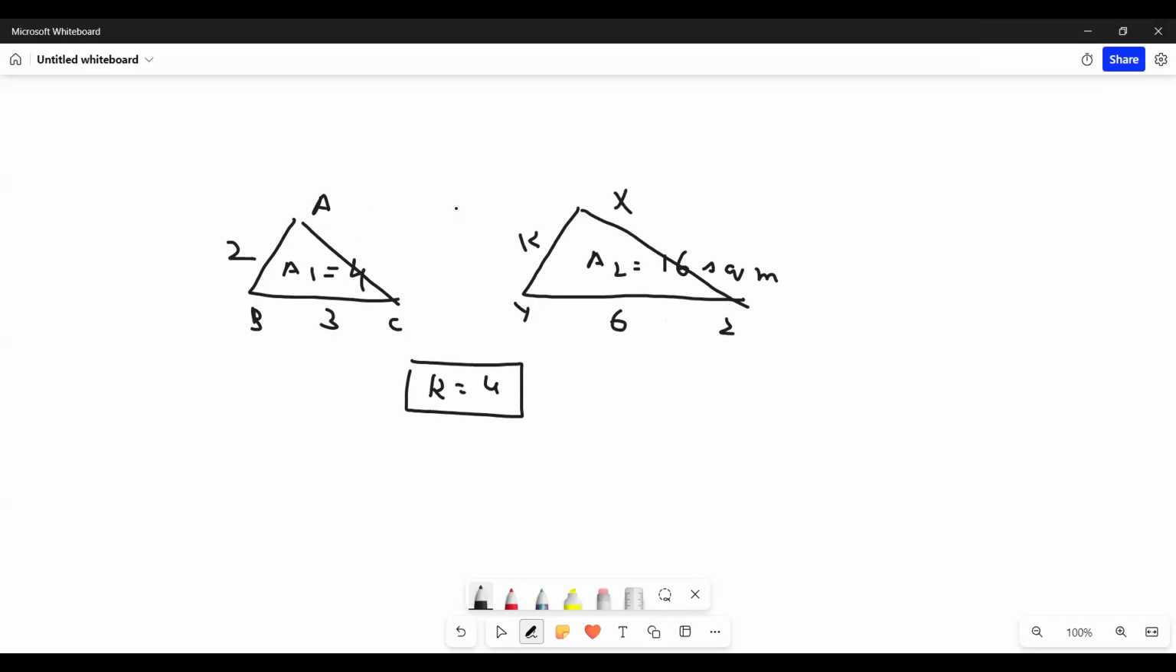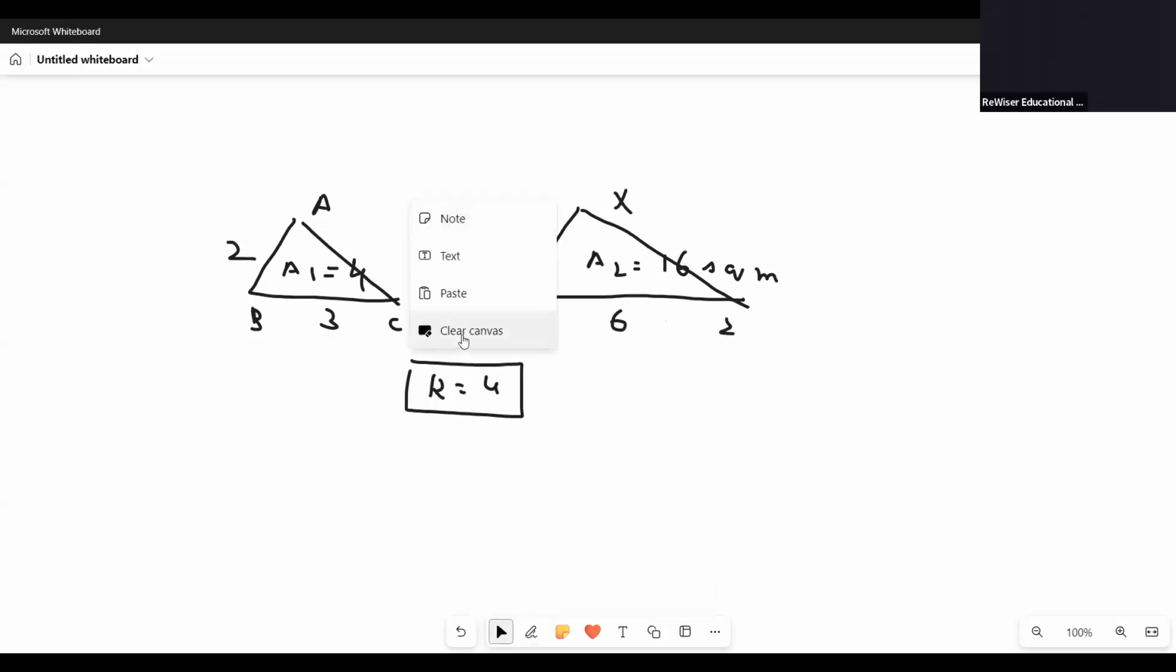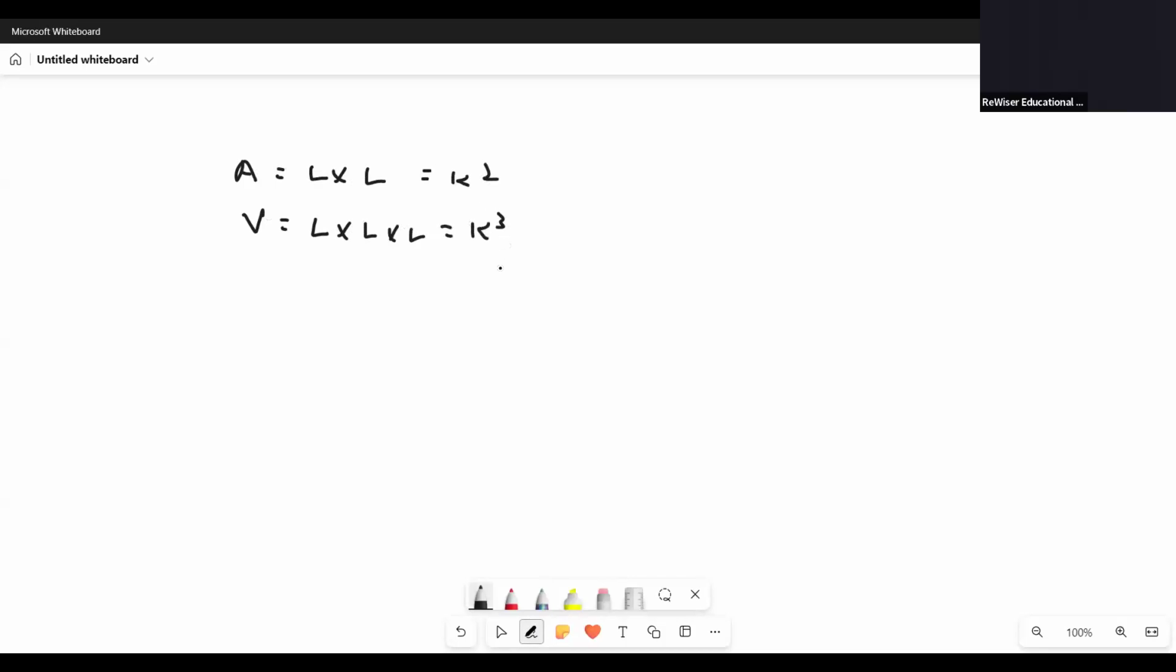Now, the same thing, a relation exists for similarity between the volumes as well, right? How does that work? The only thing is, Levin, if I'm getting area, I'm getting length into length. If I'm getting volume, that's length into length into length, so three times length. For area it becomes K square, and for volume it becomes K cube, right?